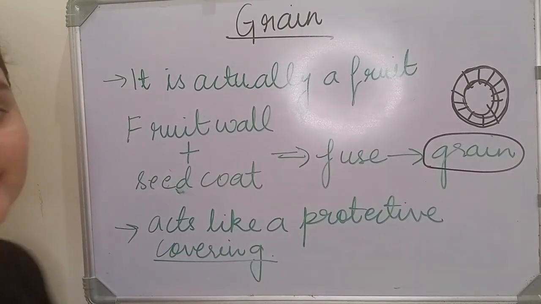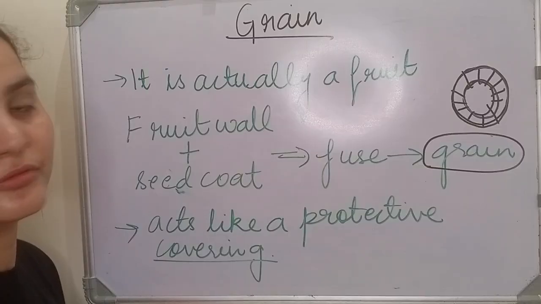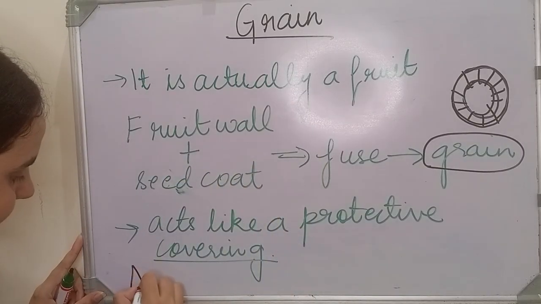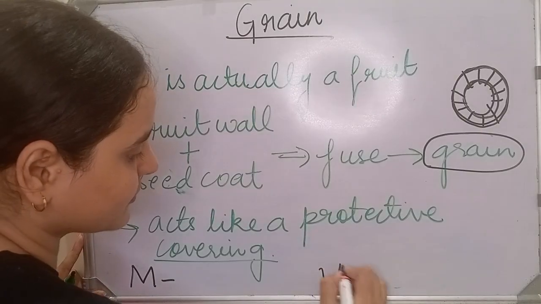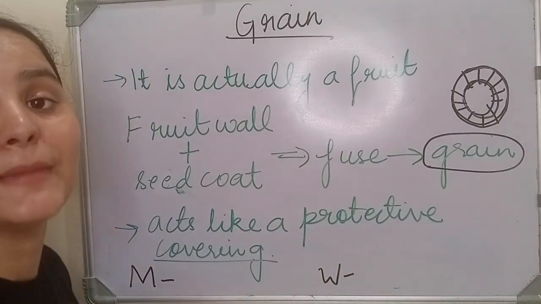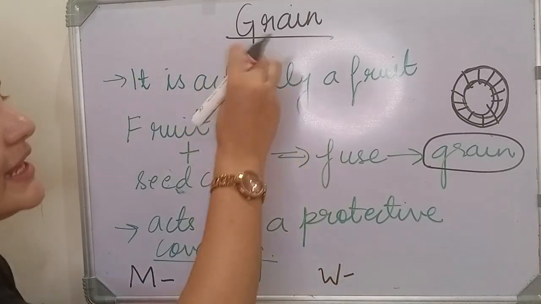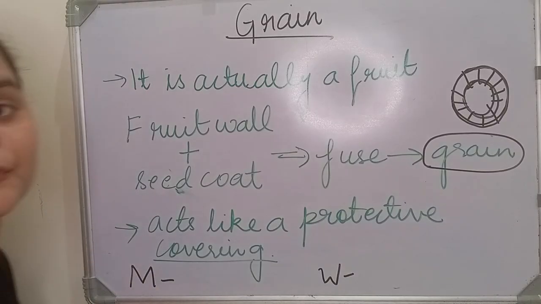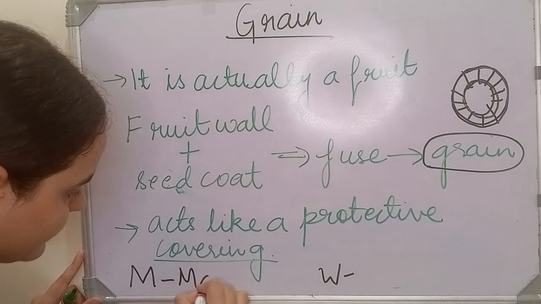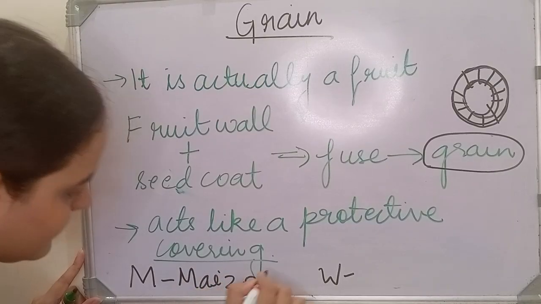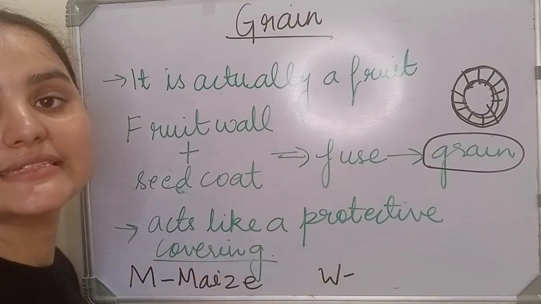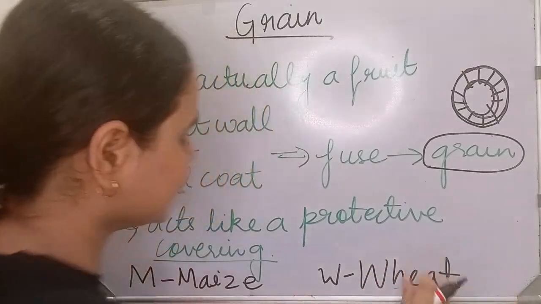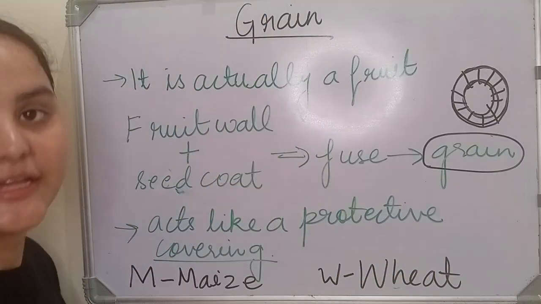Now let's learn the examples that are given in your book. So for grain, two examples are given, M and W. The mnemonic is maximum wicket. You can take with the help of a grain. So maximum wicket is the mnemonic. So M stands for maize and W stands for wheat. So these two are the examples of grain given in your book.